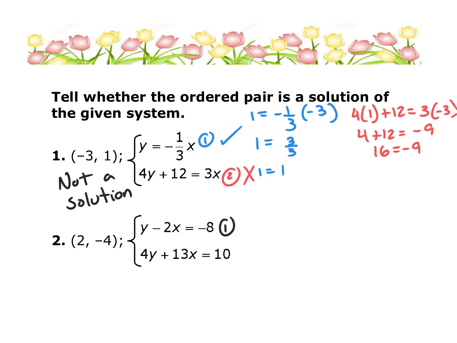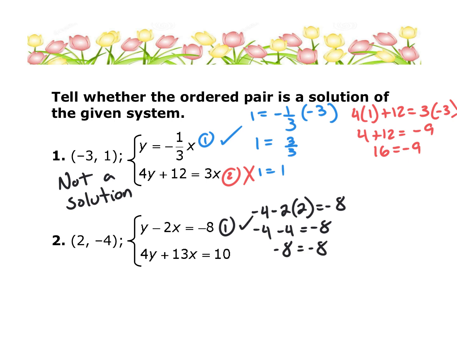Now I'm going to go ahead and do the same thing for number 2. This is going to be -4 minus 2 times 2 is equal to -8. -4, -2 times 2 is -4 equals -8. -4 minus 4 is -8, which is equal to -8.